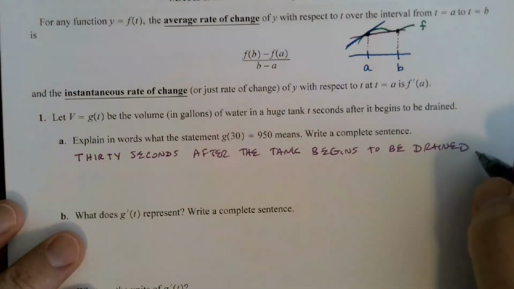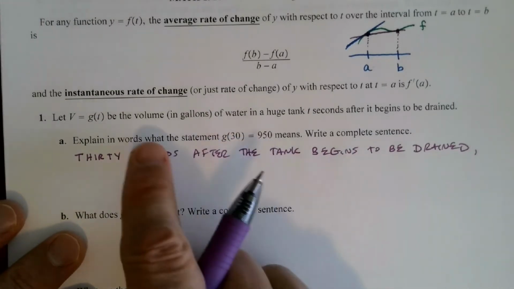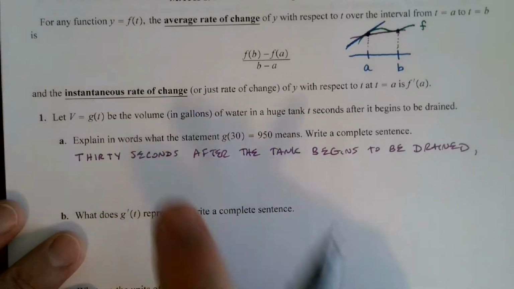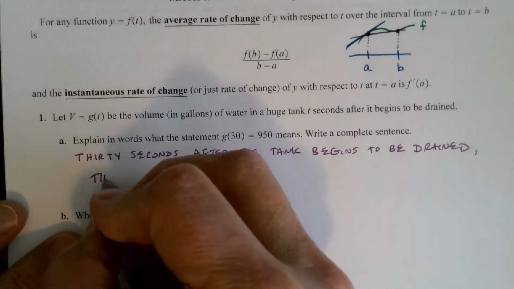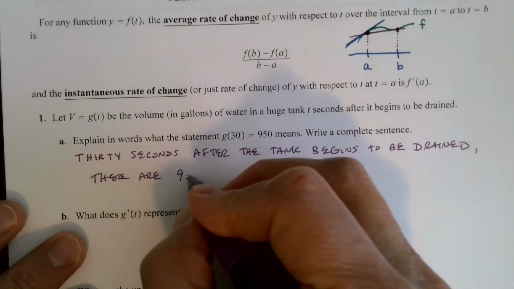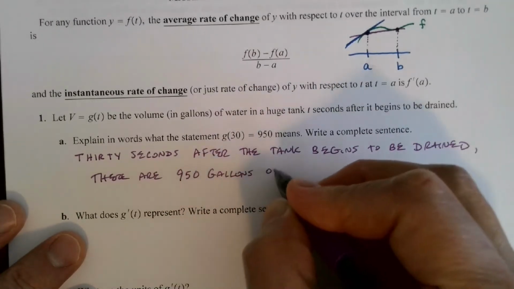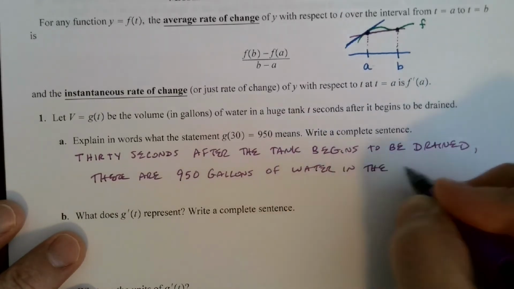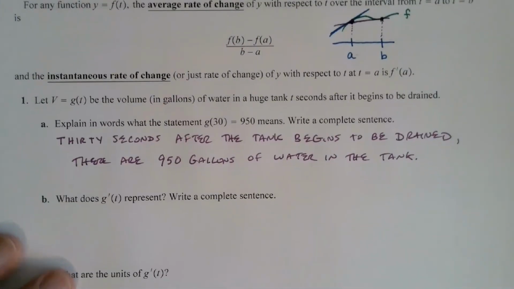So what exactly is happening? Then what? What's this 950? That's the volume of water in the tank in gallons. So 30 seconds after the tank begins to be drained, there are 950 gallons of water in the tank. And that's what I mean by explaining in words what the statement means. Okay, so I do that one.